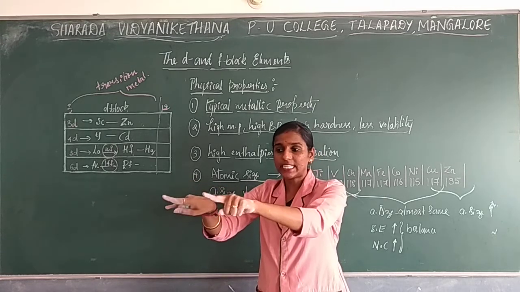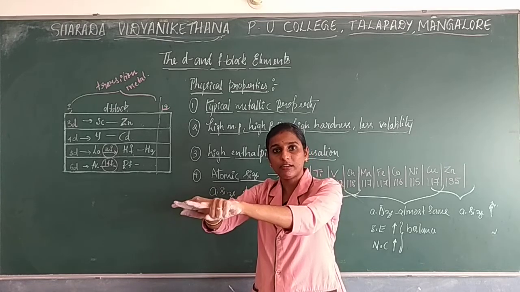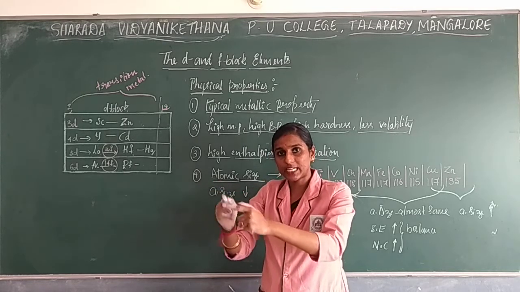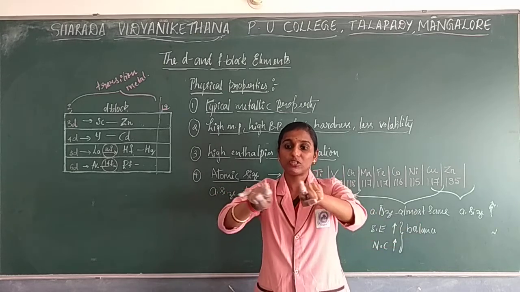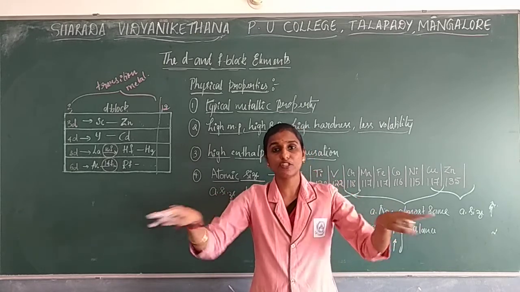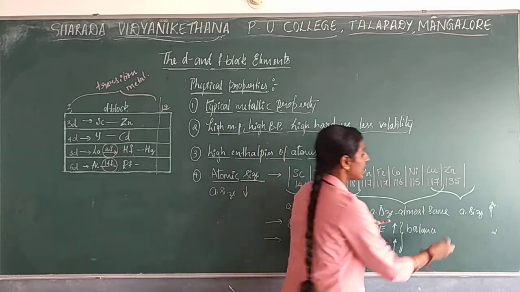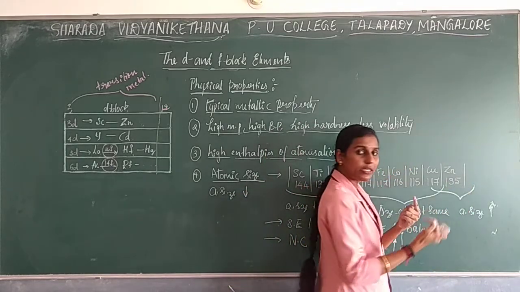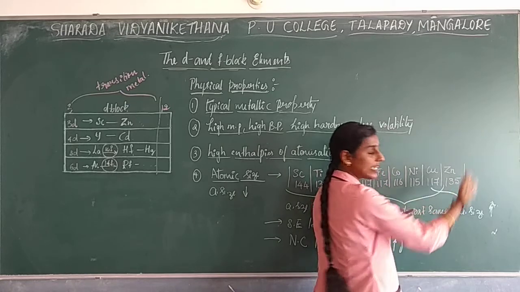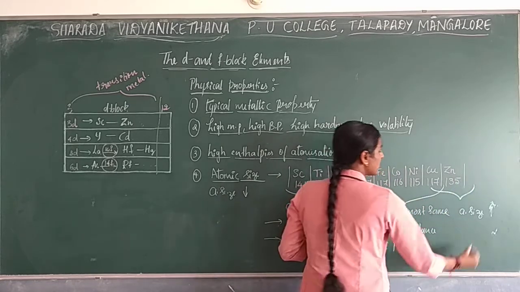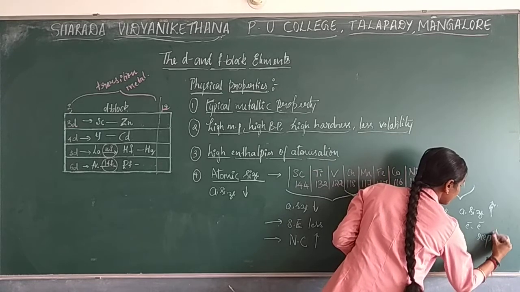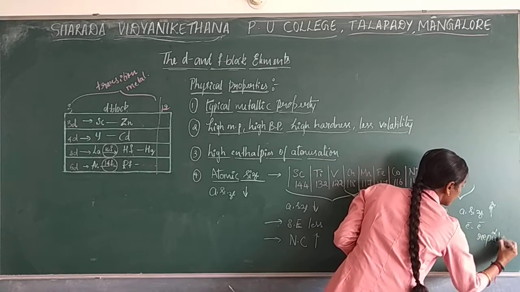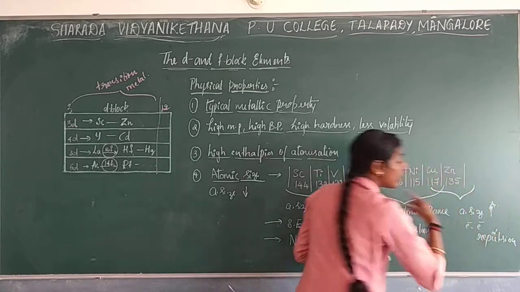Because attraction means they come together, so the size should decrease. But here repulsion of electrons present in the last shell takes place. That helps to increase the size of the atomic orbital. So that's why the atomic size of zinc increases suddenly. So this is due to electron repulsion. This is seen when you move along the series.